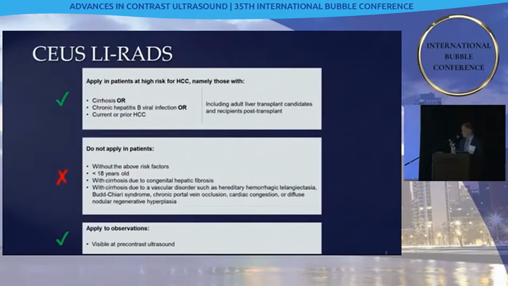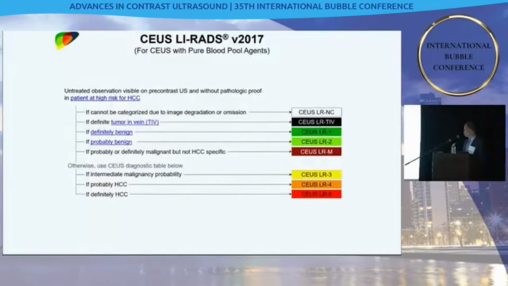Contrast-enhanced ultrasound LI-RADS, similar to CT and MR LI-RADS, can only be applied at this point to patients with high risk factors for HCC: cirrhosis, hepatitis B, or current or prior history of HCC. We're not applying it to cirrhotic patients from other causes. We're not applying it to children at this point, but I think it will be very interesting to see how the system performs in other patient populations.